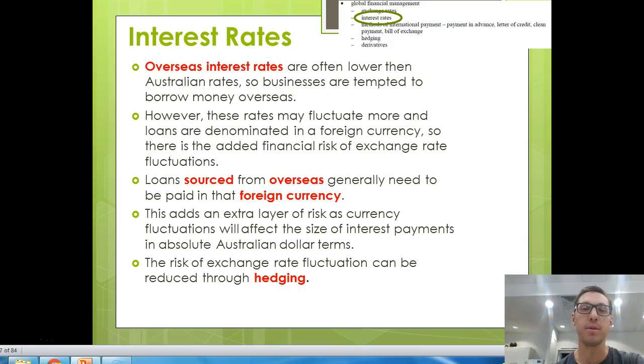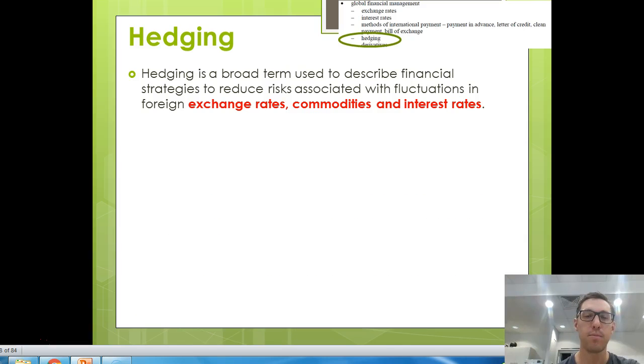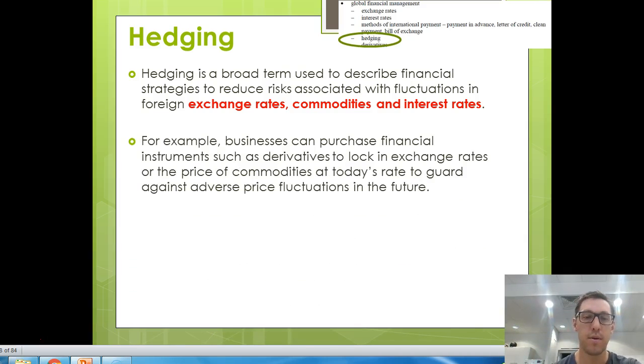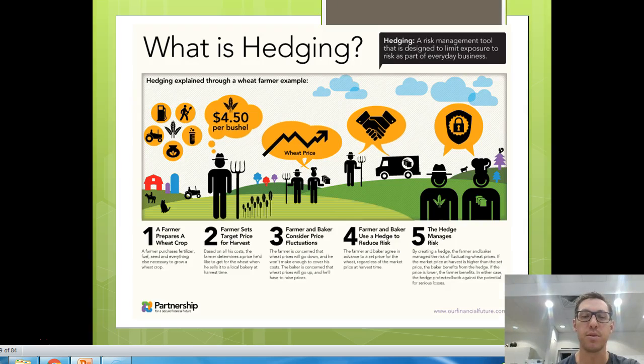So for that reason, companies or organisations might choose to hedge some of their risk. What do we mean by hedging? That's undertaking some sort of strategy to reduce the risk associated with a fluctuation in exchange rates or in commodity prices, such as iron ore, or interest rates. For example, a business can purchase financial instruments such as a derivative, we'll look at derivatives in a moment, to lock in exchange rates or the price of commodities at today's rate to guard against an adverse price fluctuation. Now, there is a cost associated with that, but it is minimising the risk associated with those potential fluctuations.